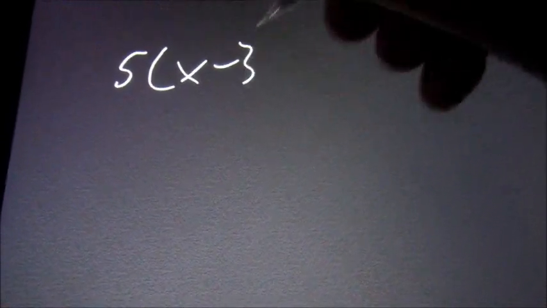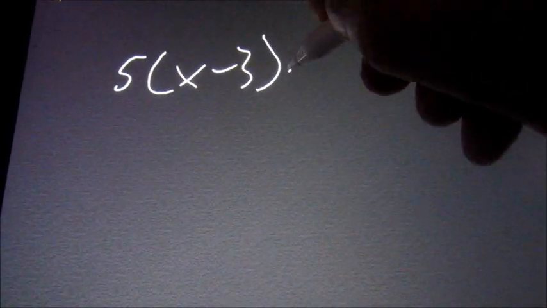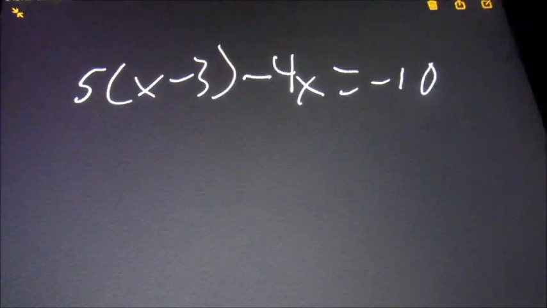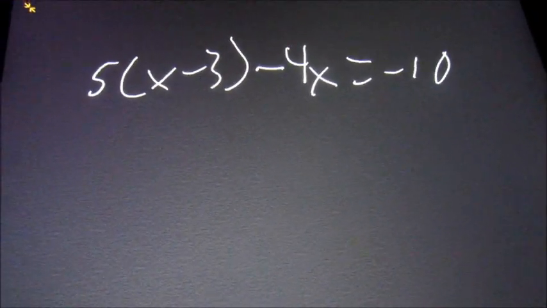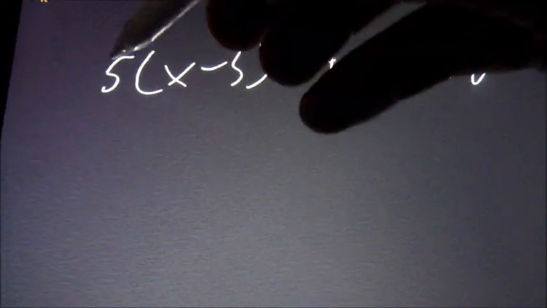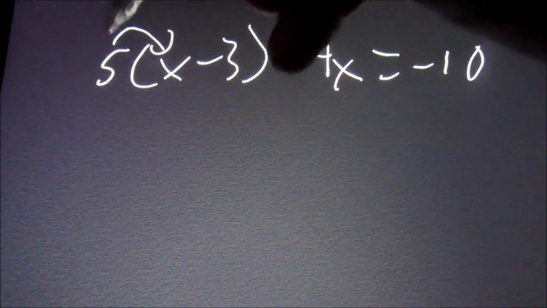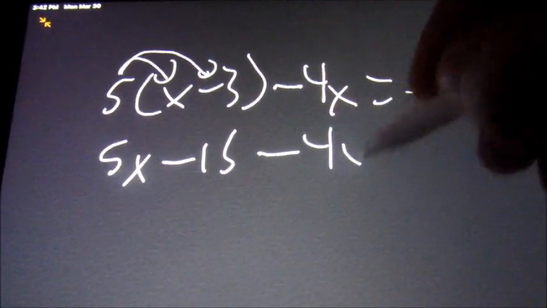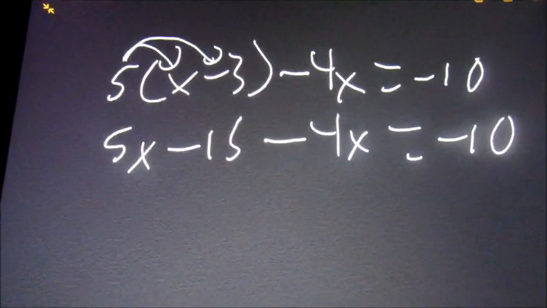Next, we have one where we're going to need to distribute some numbers. So we have 5 in parentheses, x minus 3, close the parentheses, minus 4x equals negative 10. The first thing we need to do here is distribute the 5. So we're going to say 5 times x and 5 times negative 3. So we have 5x minus 15 minus 4x equals negative 10.